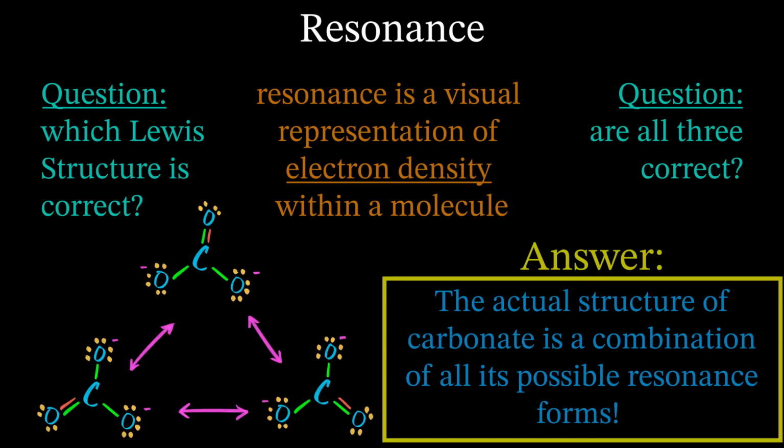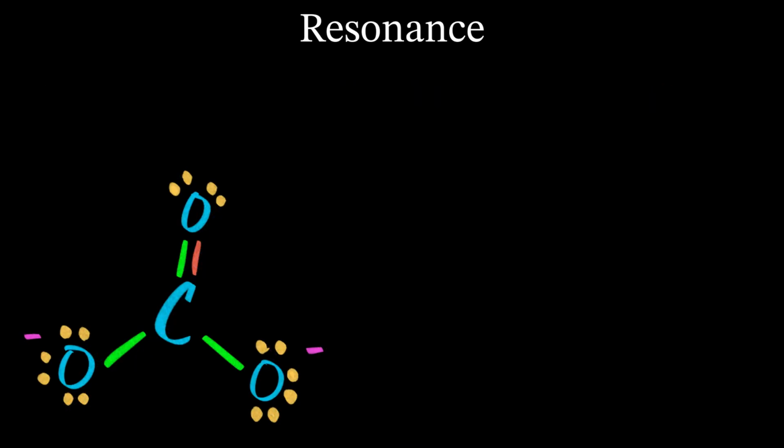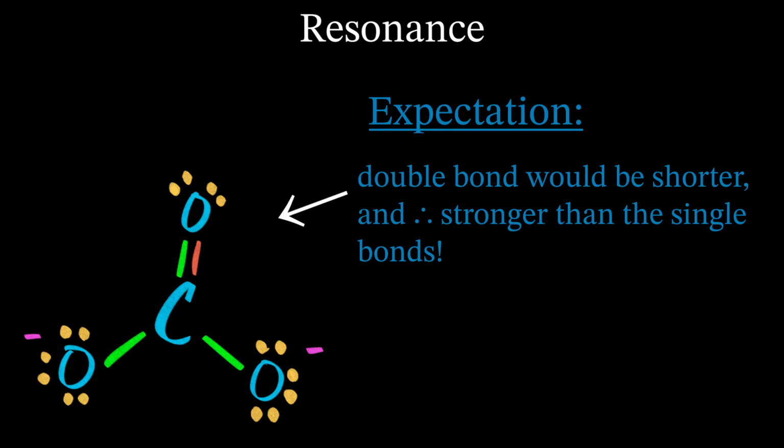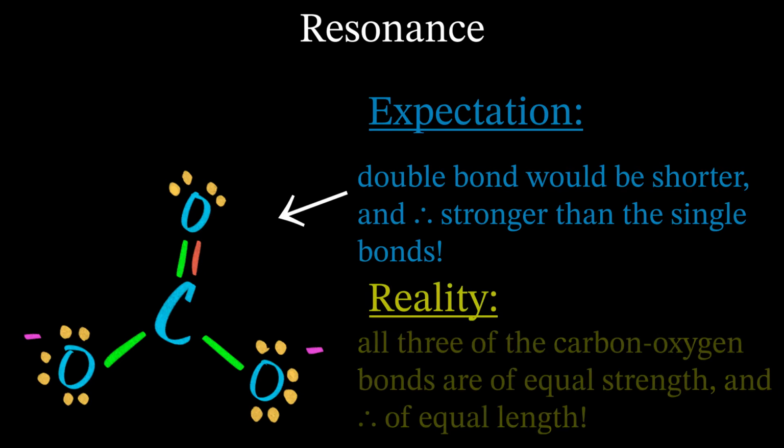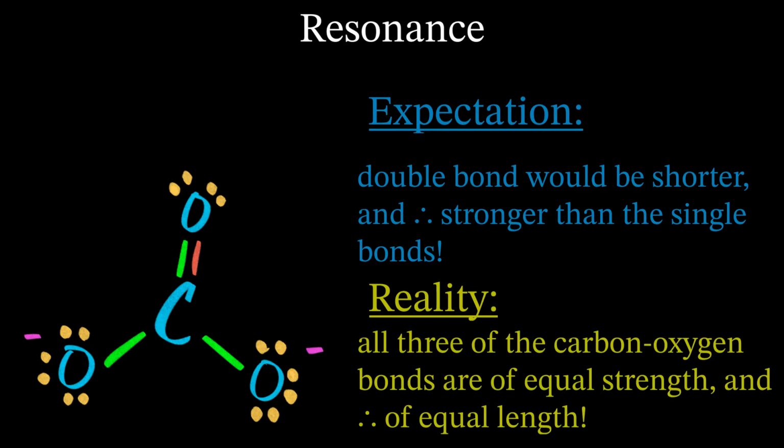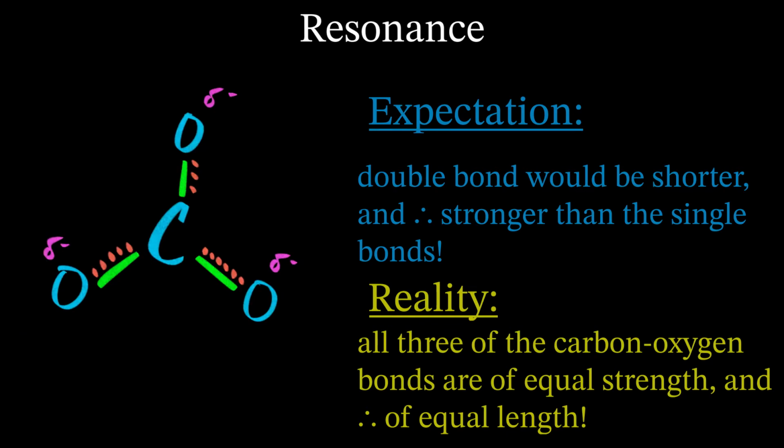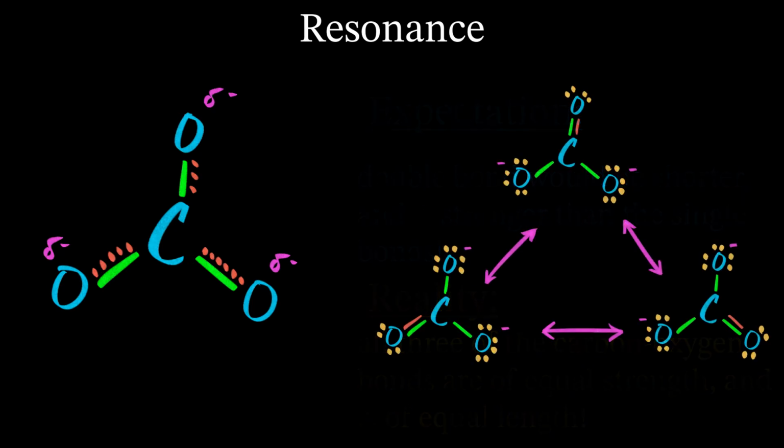If we were to take any one of these structures at face value, then we would expect the double bond to be shorter and therefore stronger than the single bonds. Experimental data suggests, however, that all three of the carbon-oxygen bonds are of equal strength. We can therefore conclude that the electrons within this pi bond are actually distributed equally between all three carbon-oxygen bonds. This shows us that although none of the resonance structures of carbonate are exactly accurate, if we imagine them to be overlain upon each other, we can get a decent picture of what the true structure actually looks like.